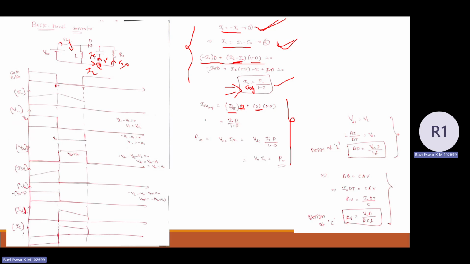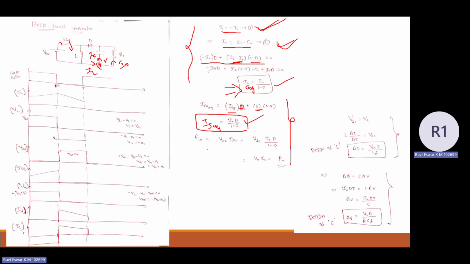So now the average switch current I can write as I naught into D by 1 minus D. So this is the input current only. The average switch current is equal to the input current because they are connected in series.